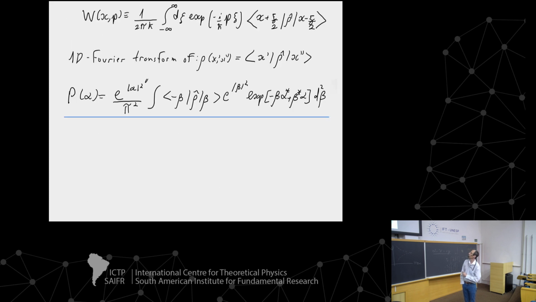And when you make this 1D Fourier transform, you see that it looks, remember, pretty much like what we had here, the Fourier transform, the projection, but we are missing this exponential, and that makes a strong difference.